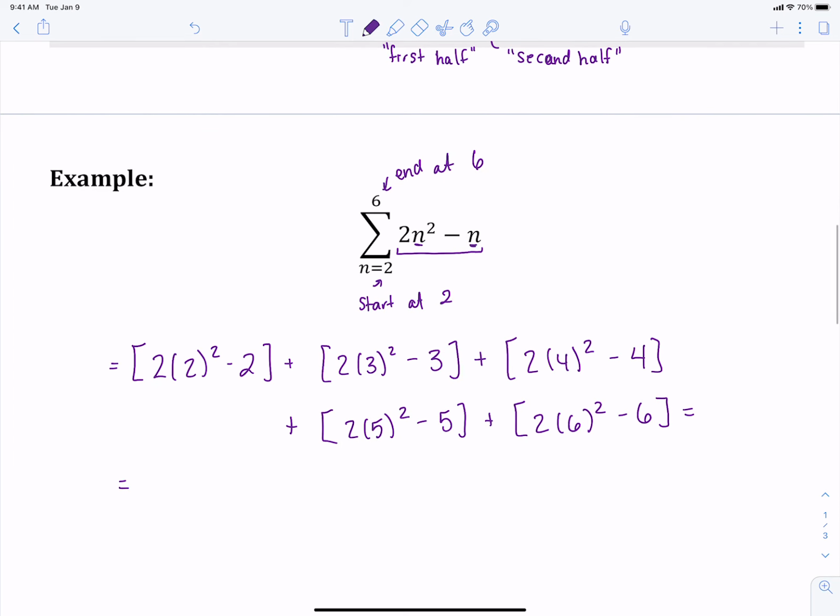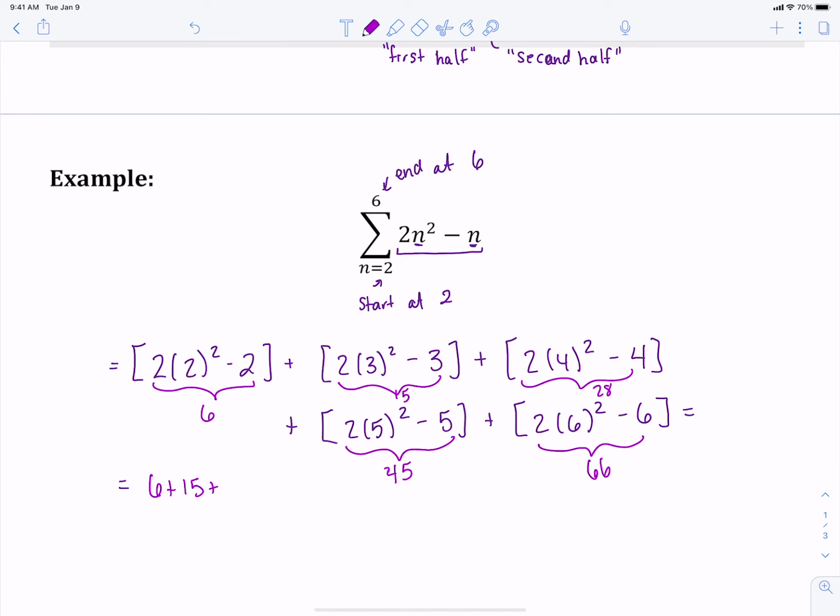So from this first expression here, we get 6. From the second one, we get 15. From this one, we get 28. From this one, we get 45. And from this one, we get not 36. We get 36 times 2 minus 6, which is 66. So we get 6 plus 15 plus 28 plus 45 plus 66. So our sum is equal to 160. So we can write that up here if we want as well.